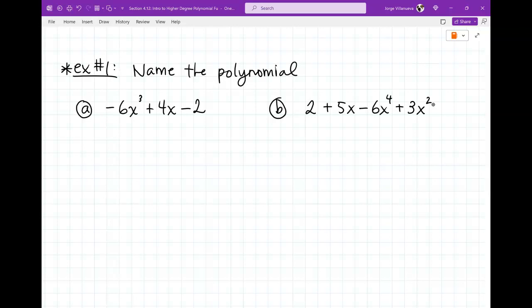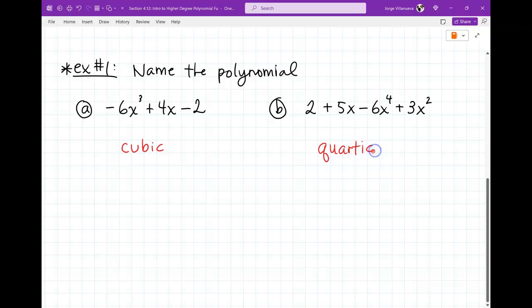But if you look at part A, what's the highest power in part A? A 3. And what kind of name does that have for the function? Cubic, right? So all I'm going to write is cubic. You can write cubic function or just cubic. It's fine. Okay? And what's the highest degree in part B? 4. So what is that called? That's a quartic, right? Quartic.